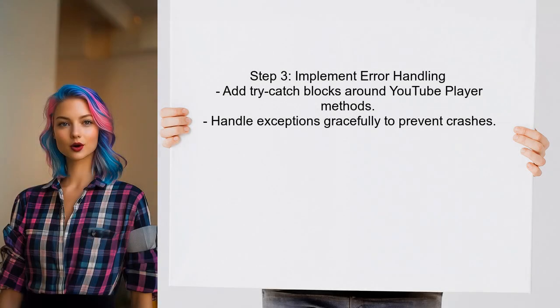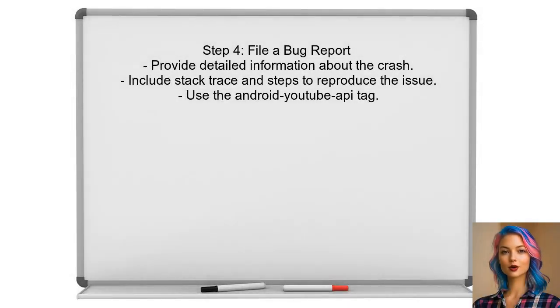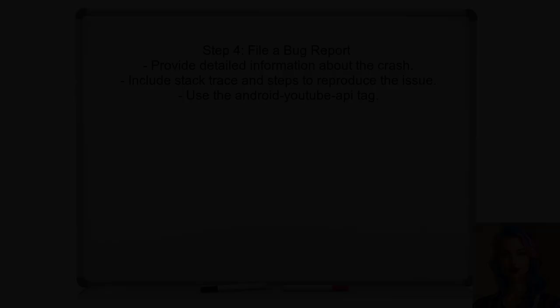The user should also consider implementing error handling in their app. This can help manage unexpected exceptions and prevent crashes when the YouTube app is force stopped. Finally, if the issue persists, the user may want to file a bug report with the YouTube Android Player API team. Providing detailed information about the crash will help them investigate the issue.